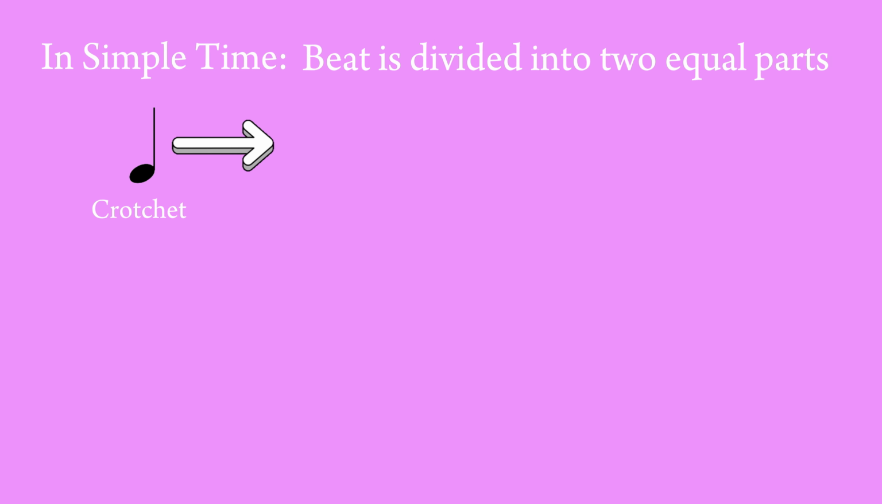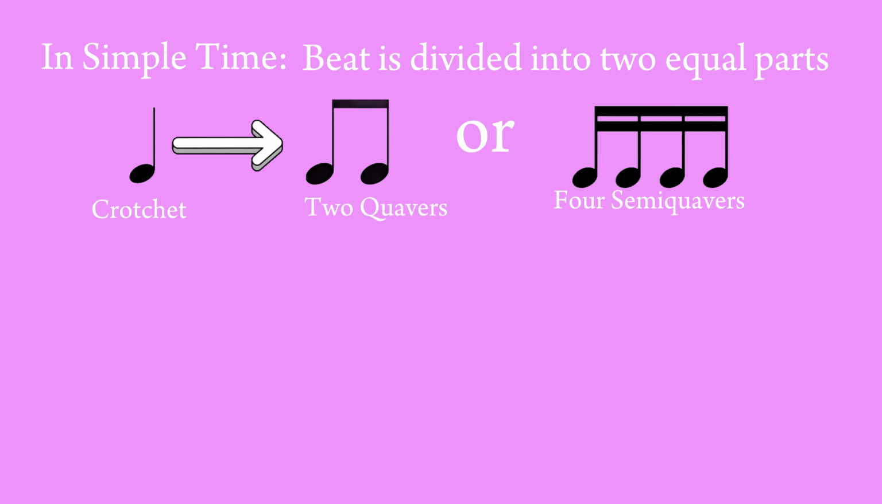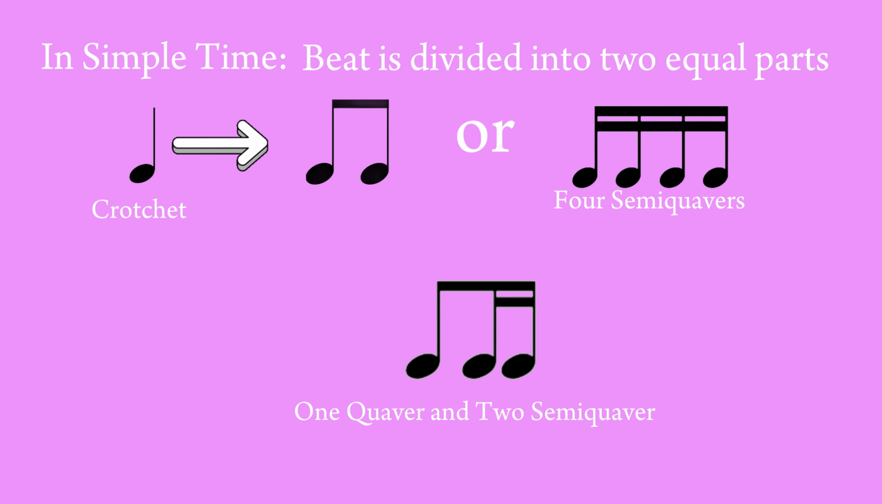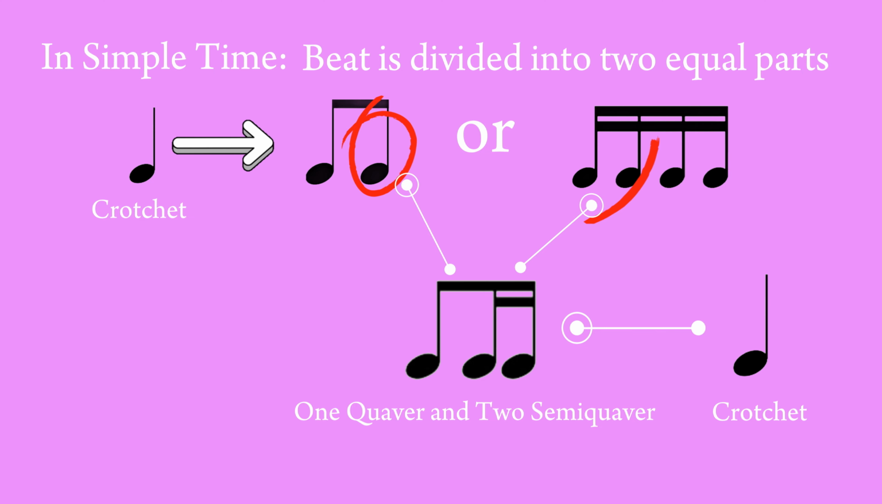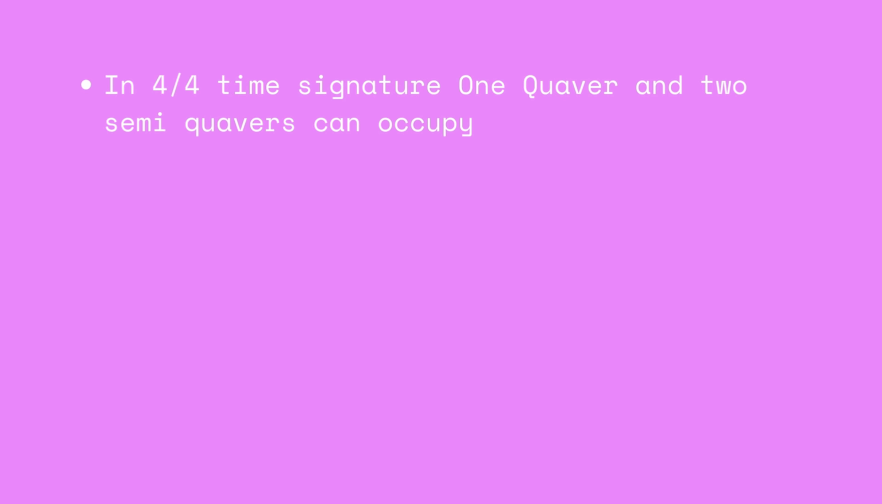For instance, in simple time, the beat is divided into two equal parts. A crotchet is equal to 2 quavers or 4 semiquavers. The rhythm of 1 quaver and 2 semiquavers fits exactly into 1 beat, since it equals a crotchet in duration. Also, in 4/4 time signature, the 1 quaver and 2 semiquavers can occupy beat 1 with other rhythms on beat 2, 3, and 4.